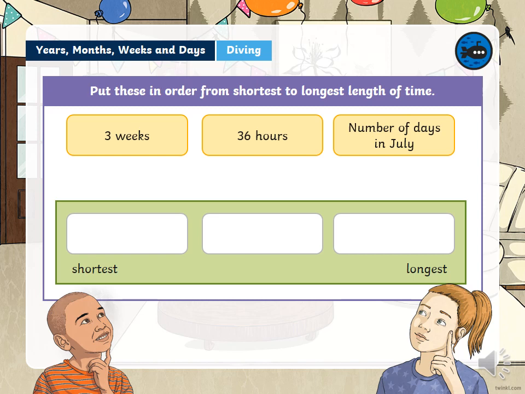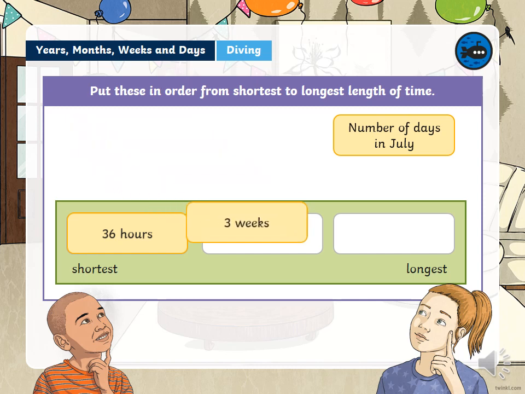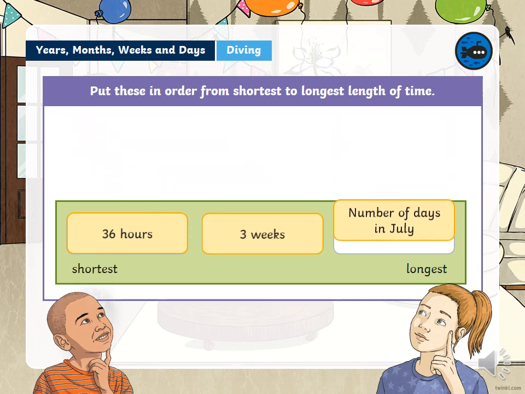Okay, so put these in order from shortest to longest length of time. 3 weeks, 36 hours, number of days in July. So how many days are in 3 weeks, or you can convert it to hours. If there are 24 hours in a day, how many hours would be in 3 weeks? And the number of days in July. So how many days are in July? Pause the video, work it out, and then you can order them from shortest to longest. Okay, so we've got 36 hours, 3 weeks, and number of days in July.